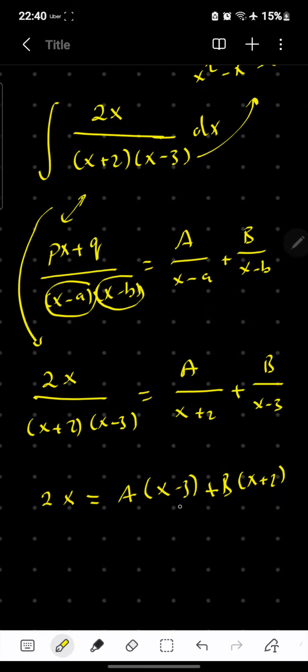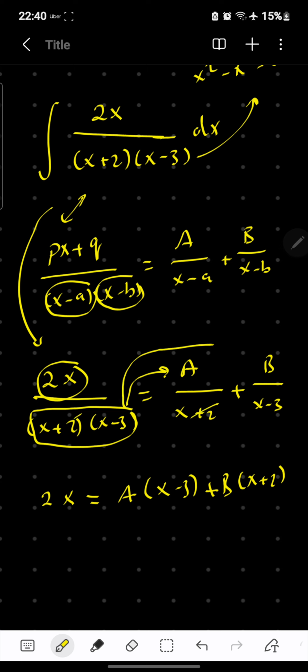What did I do in this step? I have 2x. When we multiply by this, we can cancel x plus 2 with x plus 2. When we multiply again with b, we can cancel x minus 3 with x minus 3. So the remaining parts are x minus 3 times a and x plus 2 times b.